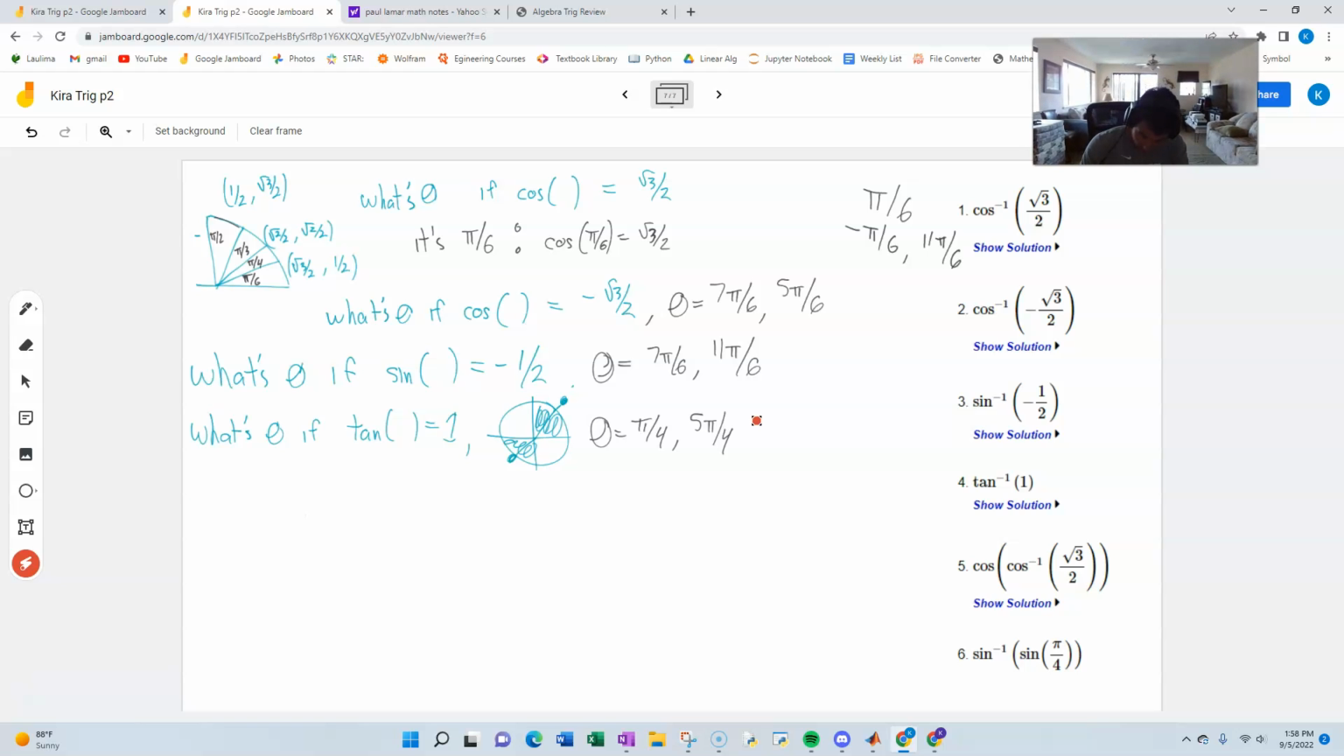Okay, cosine inverse. First, let's ask, what's theta if cosine is equal to square root 3 over 2? The first part we're going to do is just this guy, and that's why I wrote this question. Did we answer that question already? We did, right? It's when theta is equal to these guys. We'll just write pi over 6 and 11 pi over 6. So that's that.